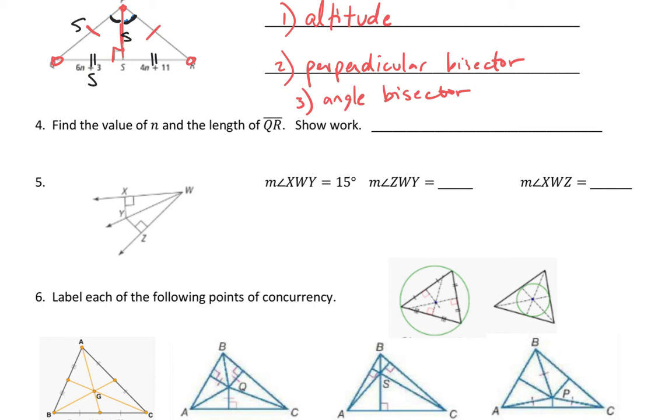Find the value of n and the length of QR. Show your work. All right, so this is the one I was throwing a hissy fit in class about because we couldn't find the angles correctly. So I'm going to show it here, and hopefully you get it. XWY starts at X, has its vertex at W, and goes through Y. So the vertex is W.